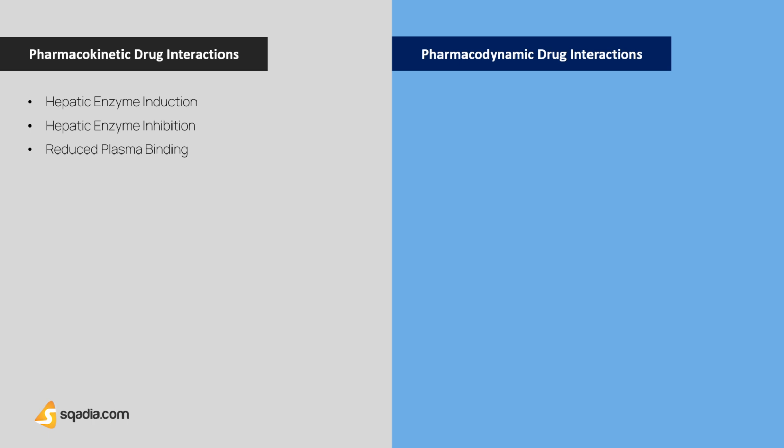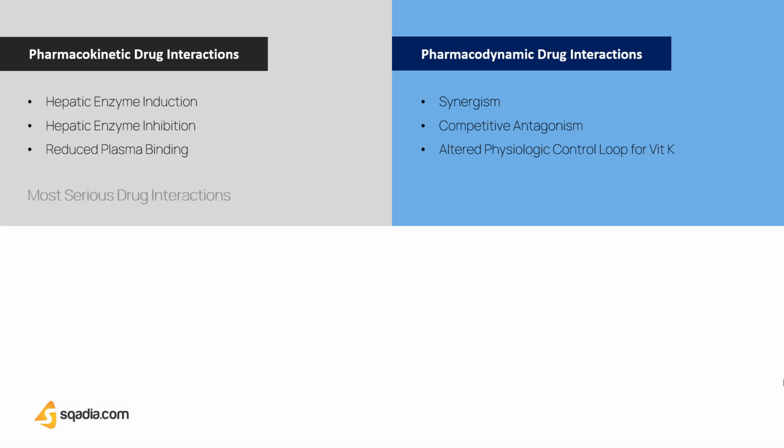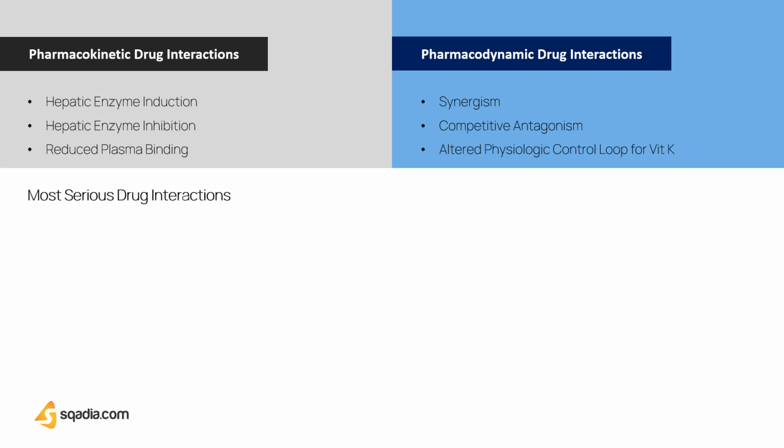Now, pharmacodynamic mechanisms of interactions are synergism, that is the impaired hemostasis, reduced clotting factor synthesis, or that which occurs in case of hepatic disease. The next is competitive antagonism, like that which occurs in case of vitamin K excess. An altered physiological control loop for vitamin K, for example in the hereditary resistance to oral anticoagulants. The most serious interactions with warfarin are those that increase the anticoagulant effect and the risk of bleeding.